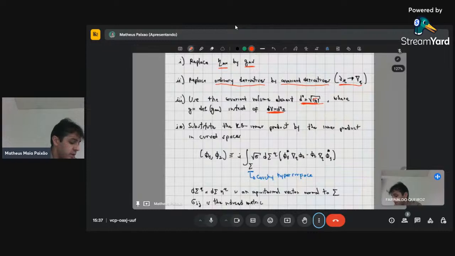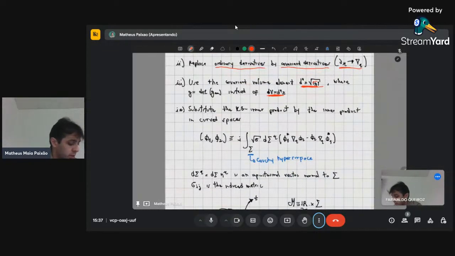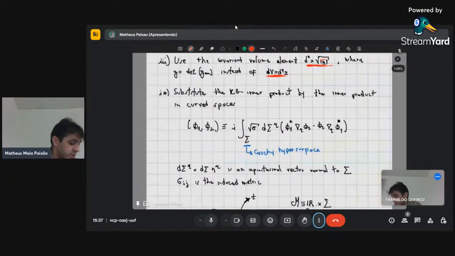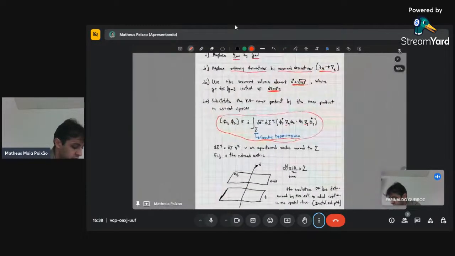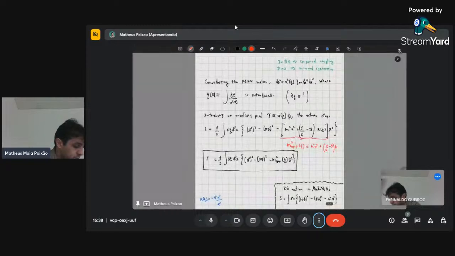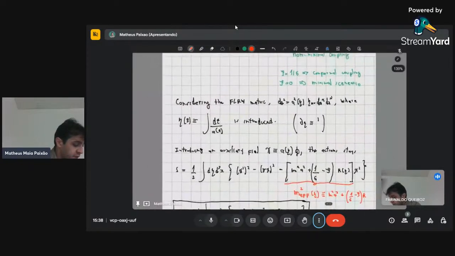And we need to define a Klein-Gordon inner product in curved space-times. So this here is just the definition of my inner product in curved space-times. Here I have the covariant derivatives instead of the ordinary derivatives. I have what is called a Cauchy hypersurface. I will not go into details on that.